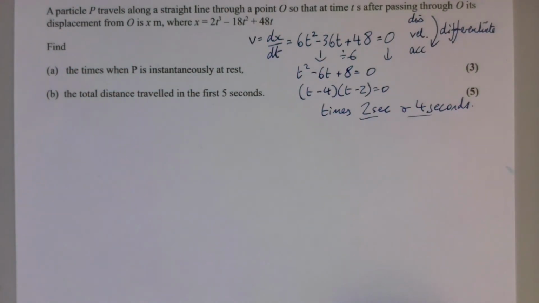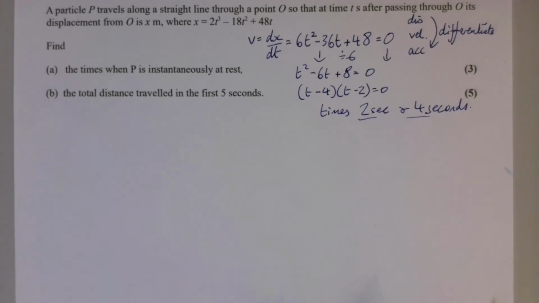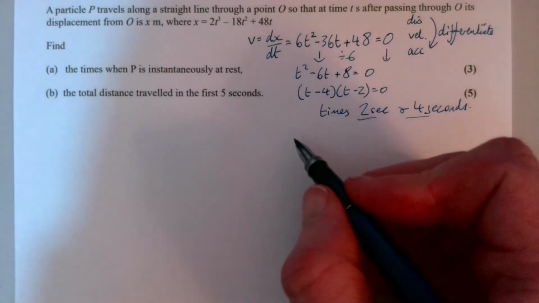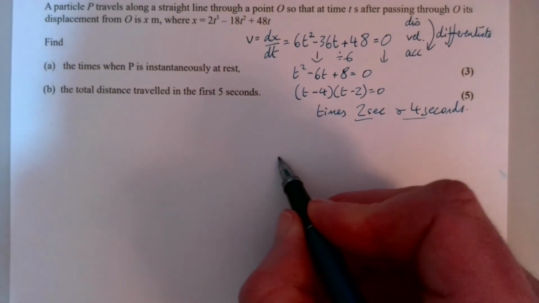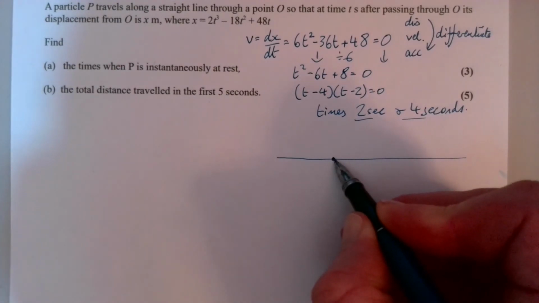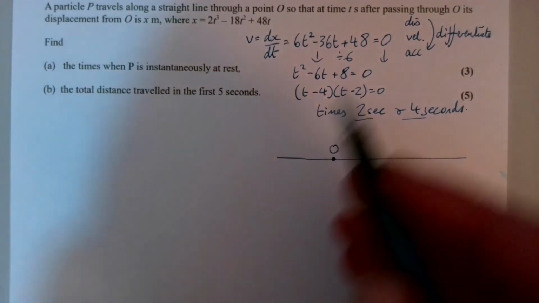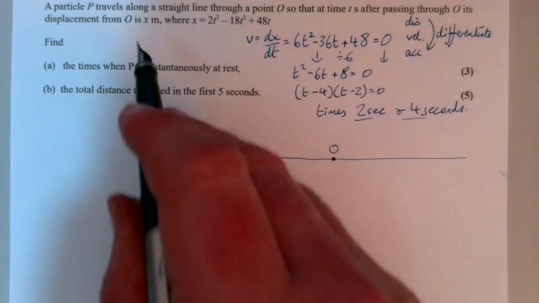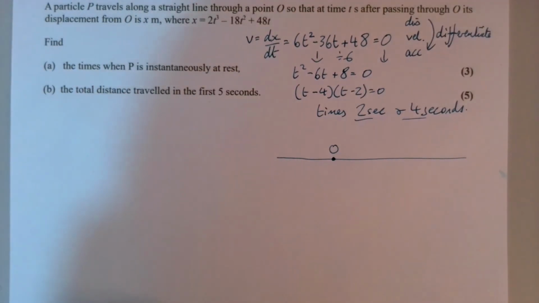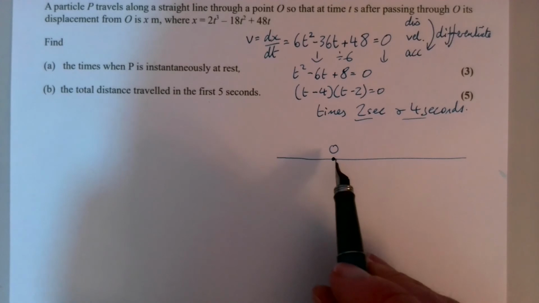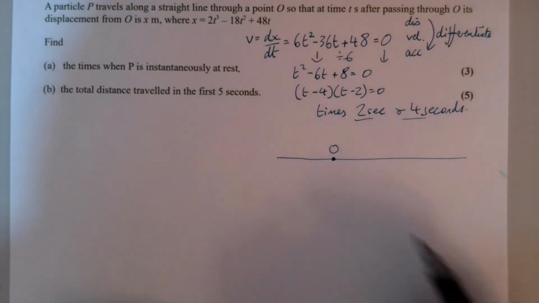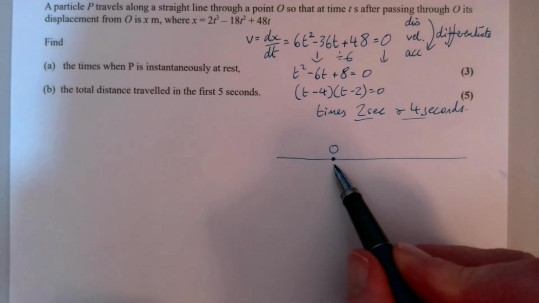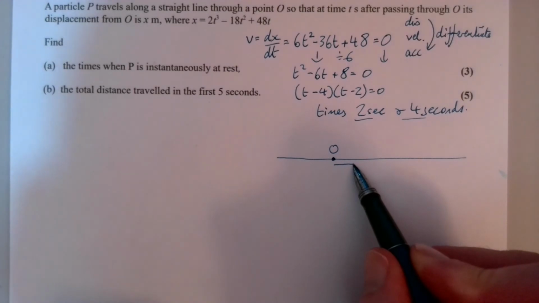Now we want to know the total distance travelled in the first 5 seconds. At this point, I'm going to go back and start thinking about what's happened. A particle P travels along a straight line through a point O. So let's put a straight line on, let's put a point O in there. So that at a time t seconds after passing through O, its displacement is x meters. So at 0 seconds, it's going to be there, isn't it? And it's getting positive, let's call that going to the right. So it's going to be going to the right until it stops, isn't it?